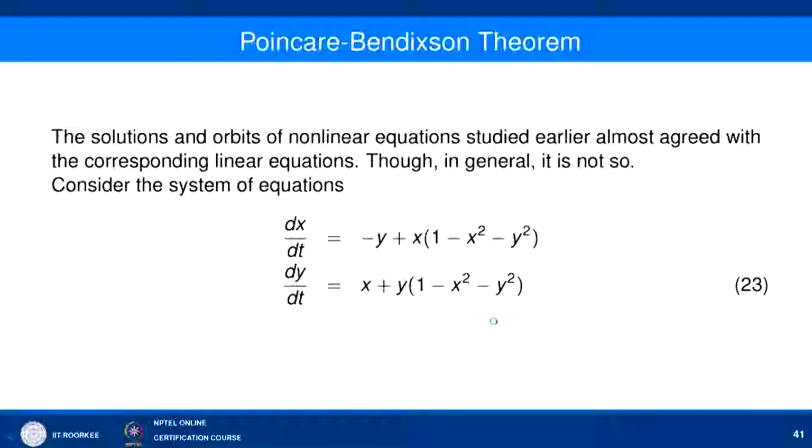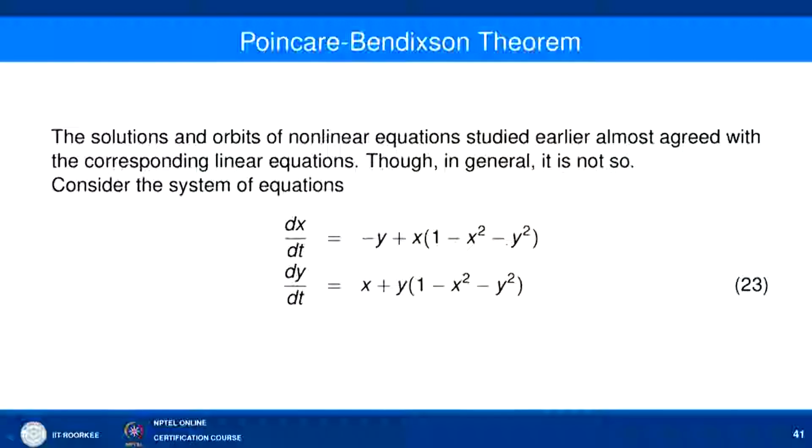of 0 comma 0. The solutions and orbits of the nonlinear equations studied earlier almost agreed with the corresponding linear equations, but in general it may not be true. So first we start this discussion with the help of one example, and then we summarize the findings of the example as a theorem, which is given as the Poincare-Bendixson theorem. So first let us consider an example and then we try to state what we mean by the Poincare-Bendixson theorem.